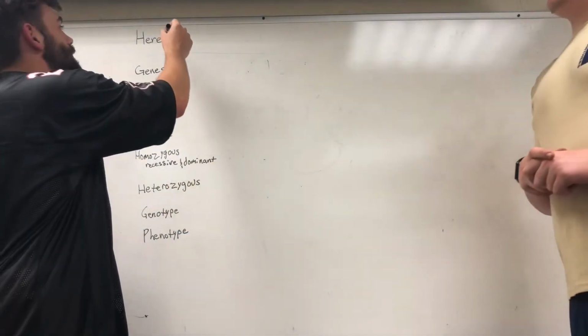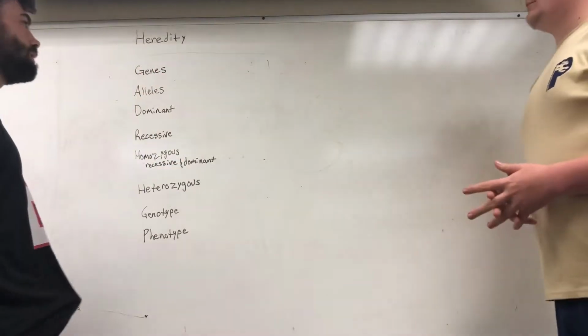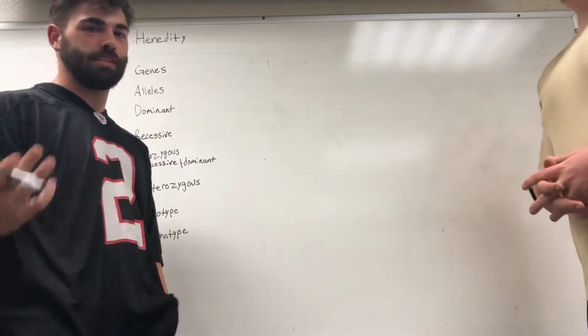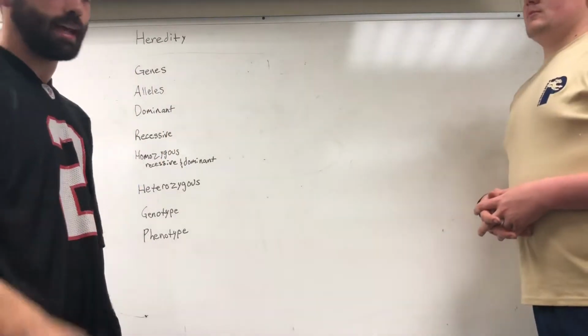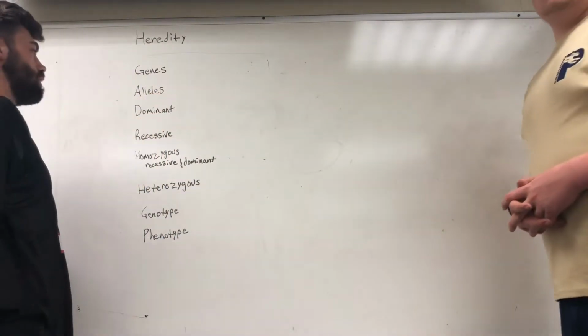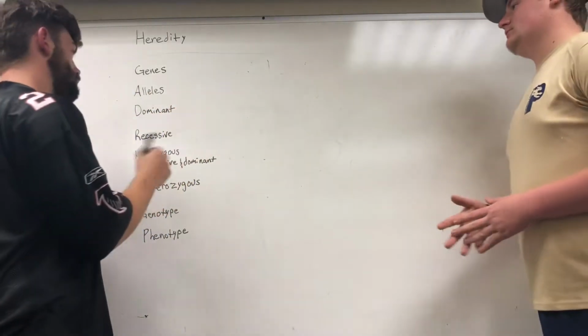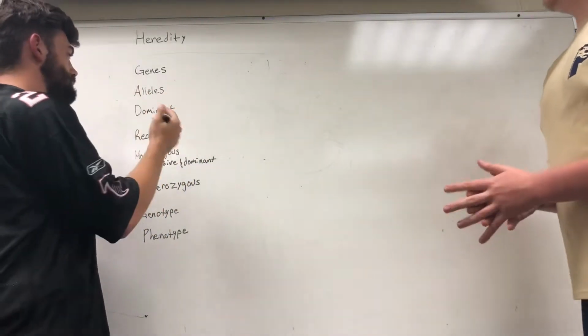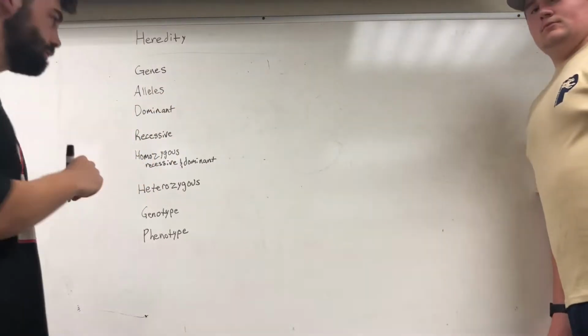So today we're going to talk about heredity and the basics of genes and genetics. Heredity is the study of how your parents pass down your genes to your offspring, to their offspring. The genes are like genetic code, like DNA. Alleles are specific things that code for your traits. The different types of alleles are a dominant allele and a recessive allele.